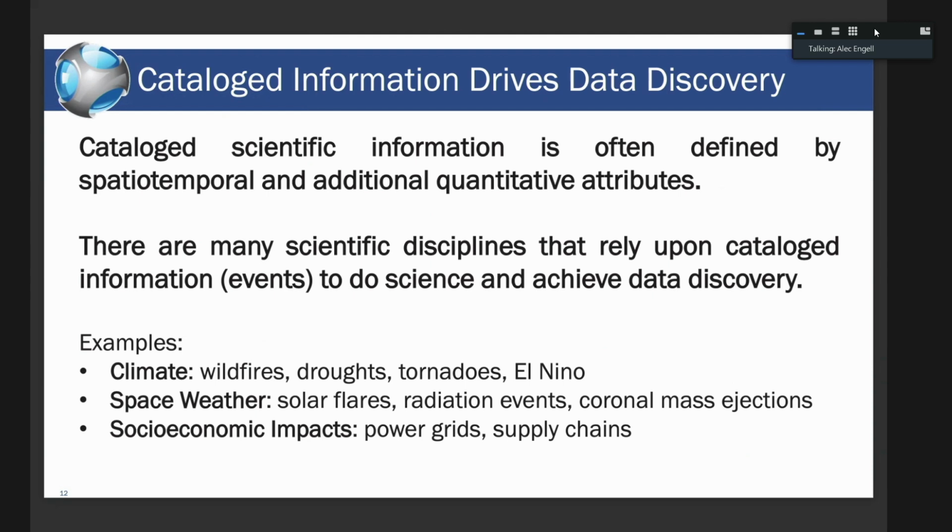Examples: climate, you've got wildfires, droughts, tornadoes, El Nino, La Nina. Space weather, we already covered that. Socioeconomic impacts, power grids, supply chains. A lot of this stuff is defined with dates and times and things like that. And if you have underlying data sets, you really want to define those types of things.